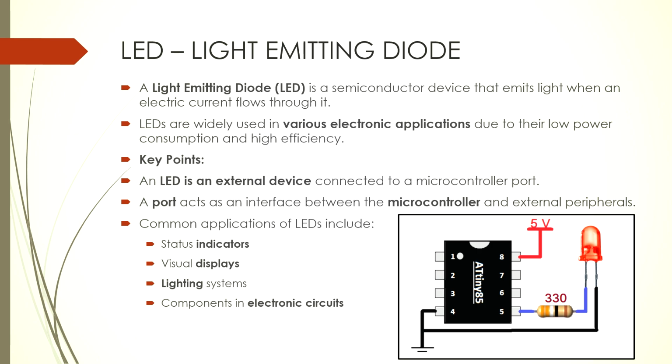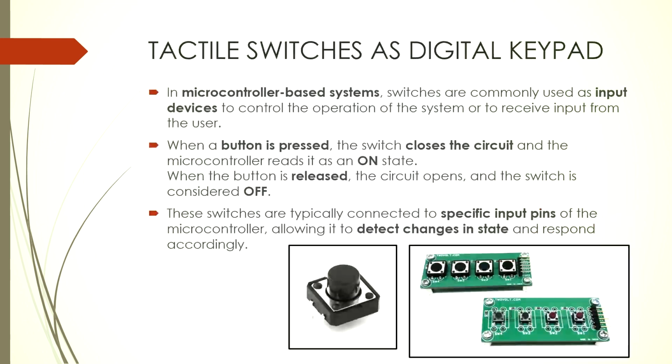Then tactile switches as digital keypad. A button is used to close the circuit or open the circuit. When the button is pressed, the machine goes into on state and the circuit is closed, and when the button is released, the machine turns into off state and circuit gets opened. These buttons are connected to specific input pins for performing specific operations.